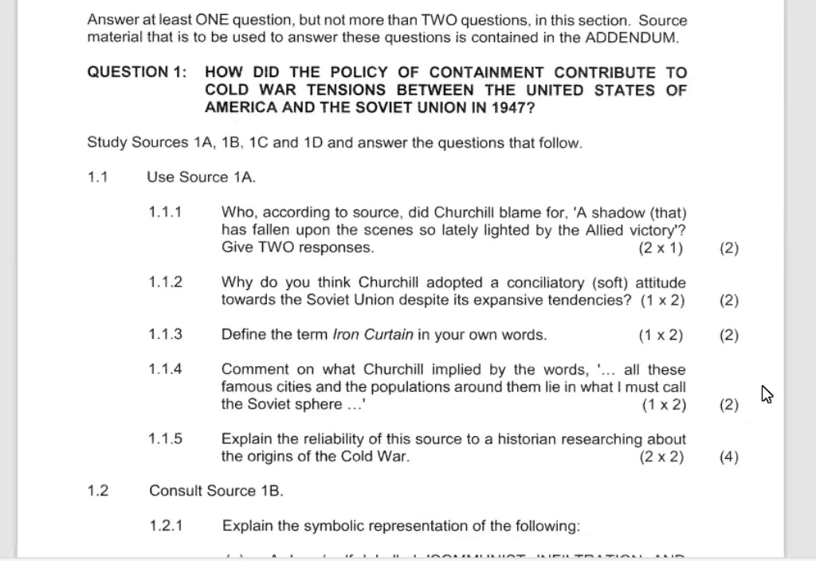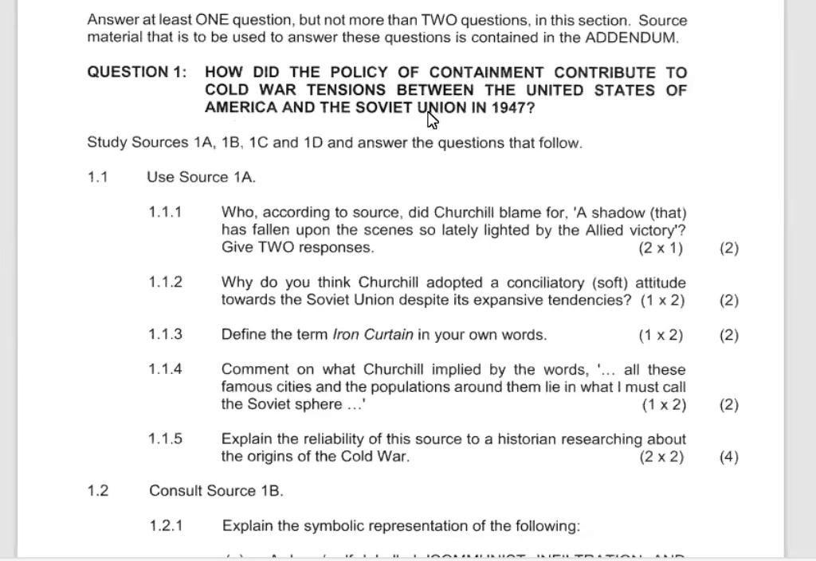Right, without wasting time, we'll go to our first question. We are relating to source 1A. Right, our source 1A, we're going to refer to it after analyzing the question. The first part is saying, who, according to the source, did Churchill blame for a shadow that has fallen upon the scene so lately, lighted by the Allied victory? We must give 2 responses for that question. Who is being referred to here by Churchill as being blamed for a shadow that has fallen upon the scene so lately, lighted by the Allied victory.